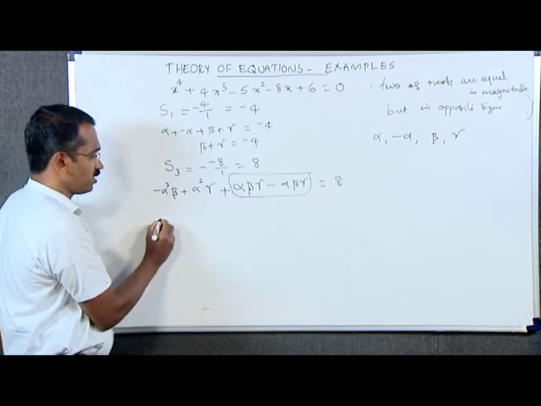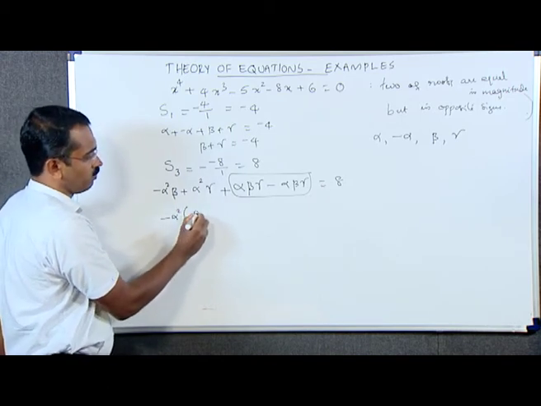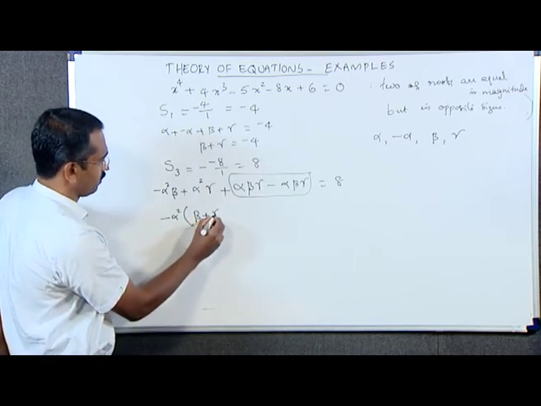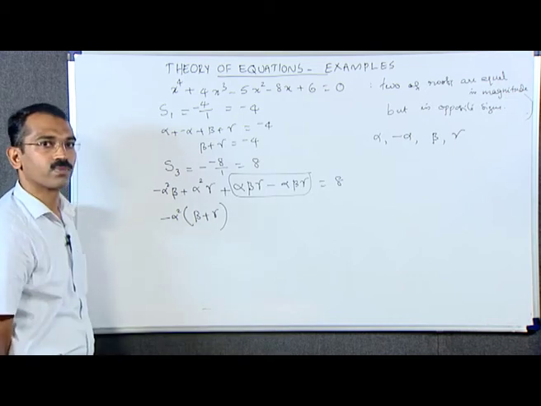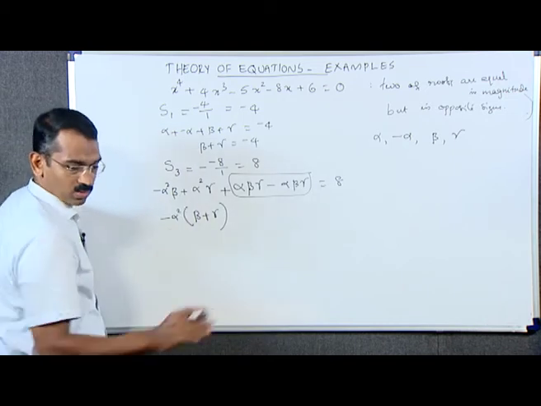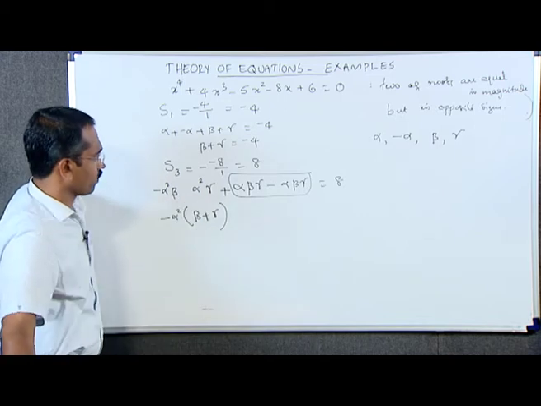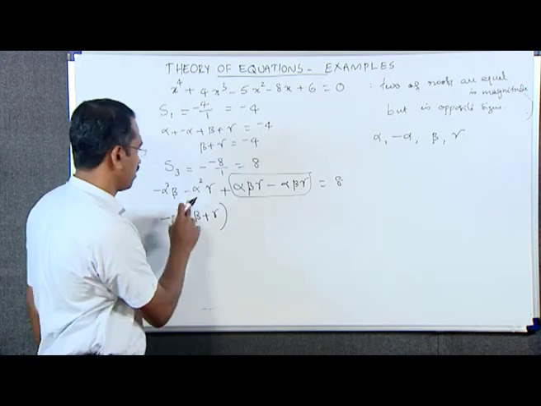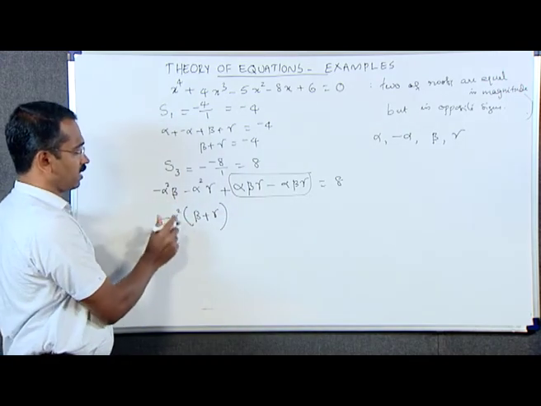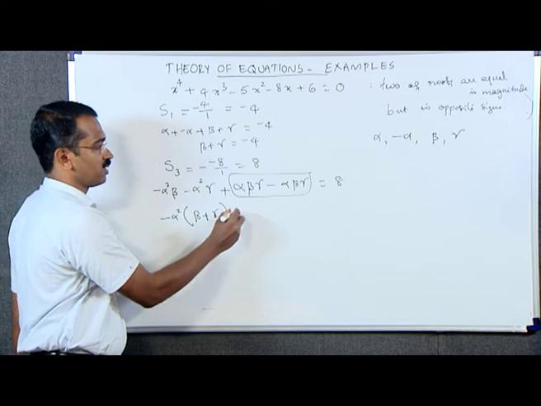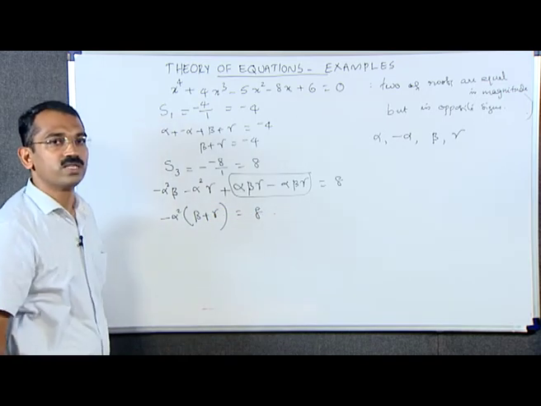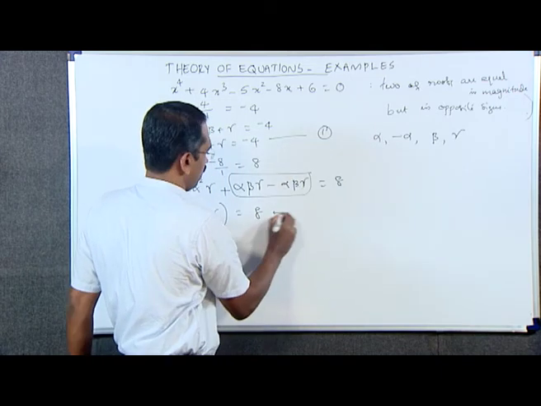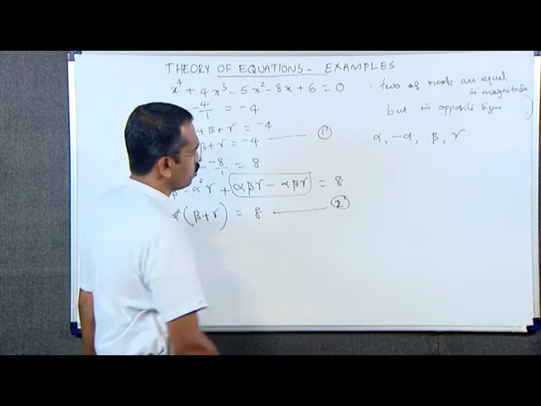From here we can write minus alpha square into beta plus gamma, because here the sign is negative. Alpha into minus alpha into gamma means minus alpha square gamma. Therefore, we can take minus alpha square into beta plus gamma is equal to 8. Let this equation be denoted by 1 and the earlier one be equation number 2.